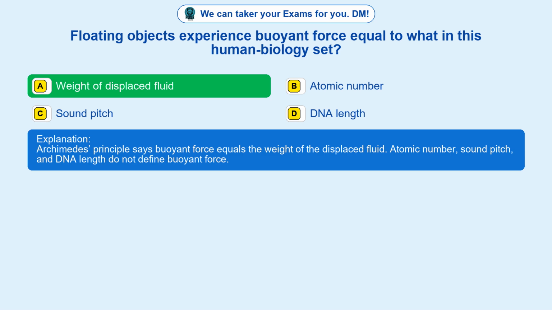Archimedes' principle says buoyant force equals the weight of the displaced fluid. Atomic number, sound pitch, and DNA length do not define buoyant force.